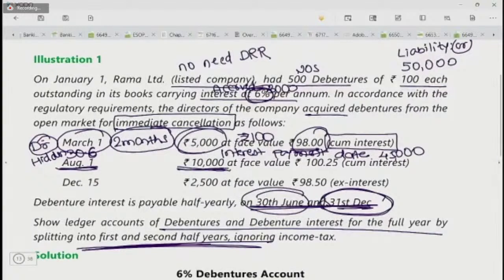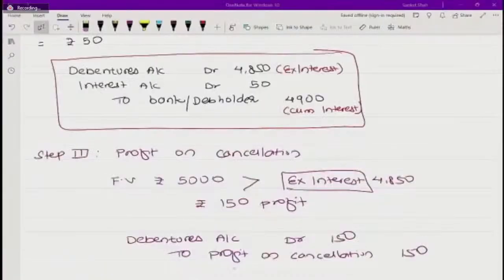Now, using my technique, ABCD, you tell me what I'm going to write in A, what in B, C, and D. Now, it's your turn. August 1. When was the last interest paid? 30th June. So only 1 month of interest you have to pay to the last holder, Mr. Y. Yes. Last holder. So you calculate it.